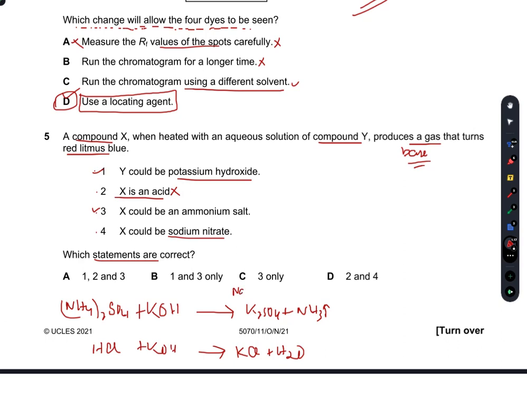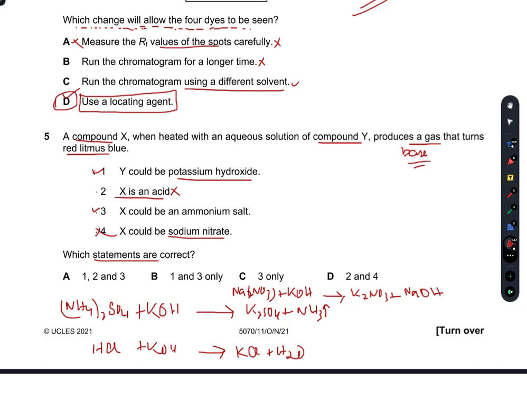X could be sodium nitrate, NaNO3, sorry, and I treat it with KOH, then KNO3 and NaOH are produced, I think. So I'm not sure about 4, but 1 and 3 are correct.